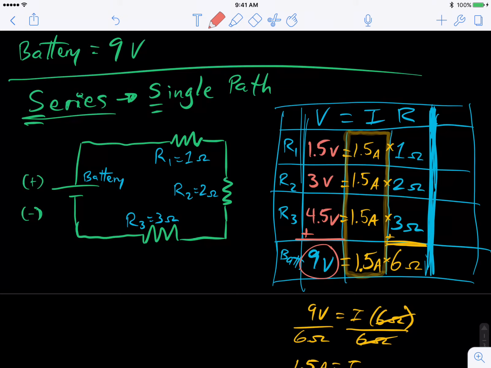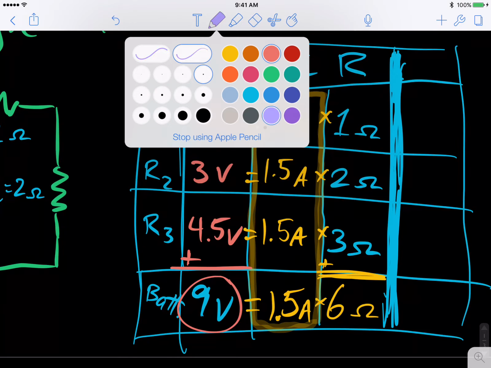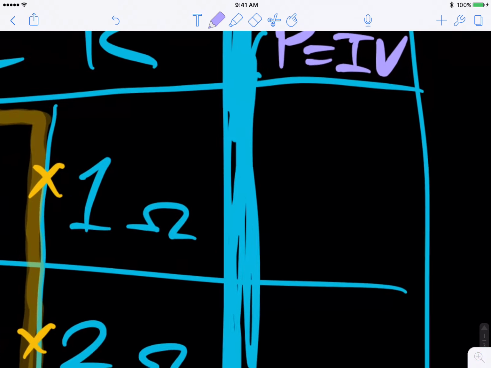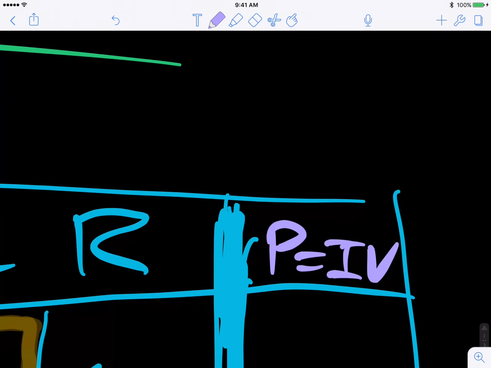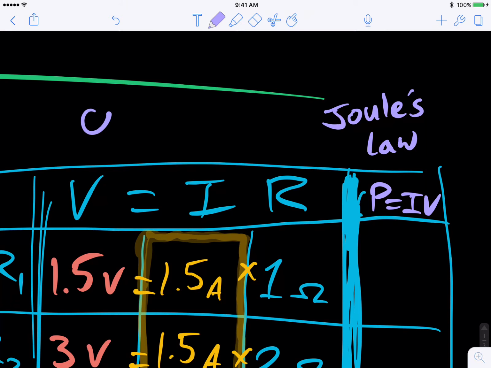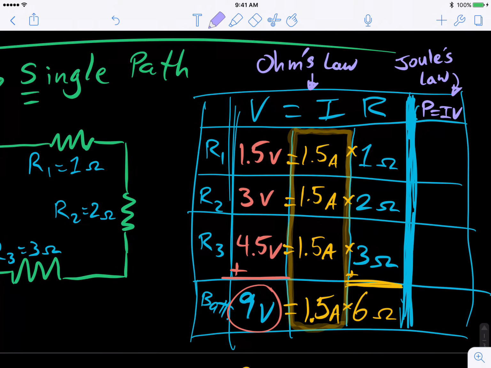Take your VIR chart and use that last column, turn it into a VIRP chart with a P. And here's what it's going to look like. Let's use a nice light lavender color here for power. P equals I times V. P equals I times V is what we call Joule's law, after James Joule. And then we were just using Ohm's law with VIR. And we're going to be able to calculate the power dissipated by each light bulb.